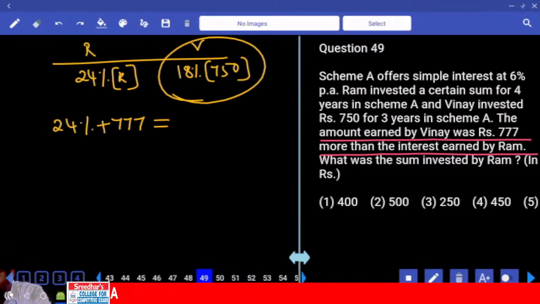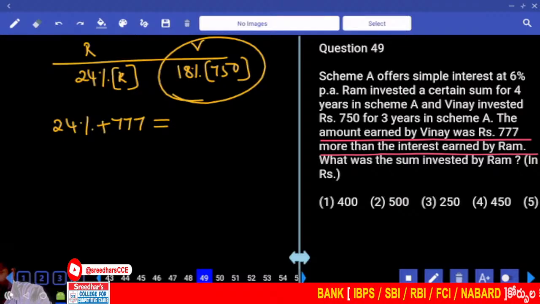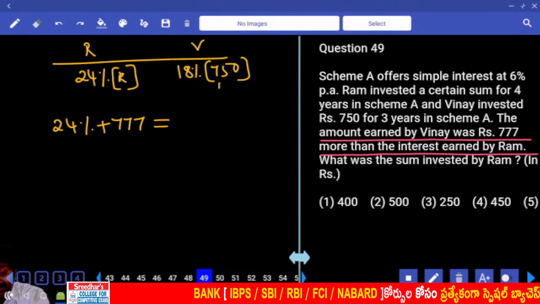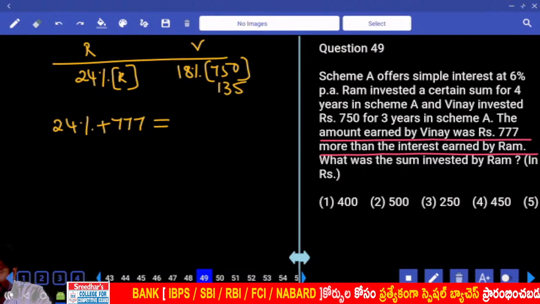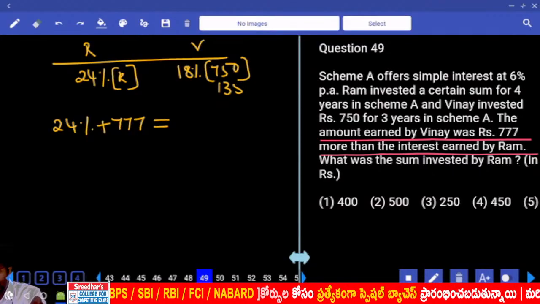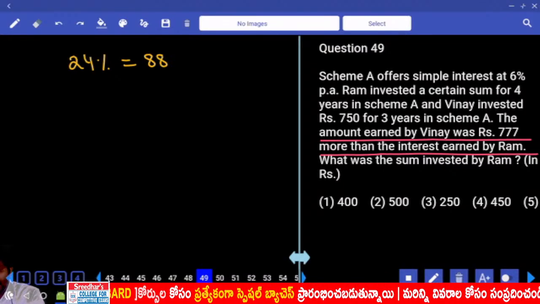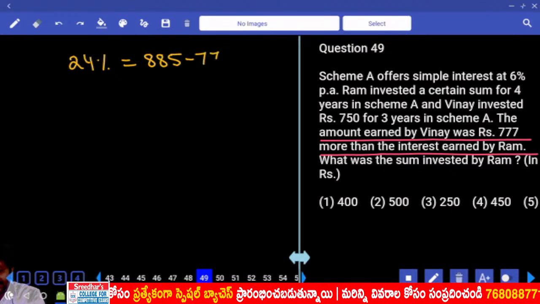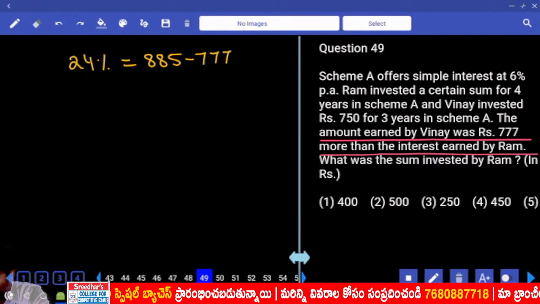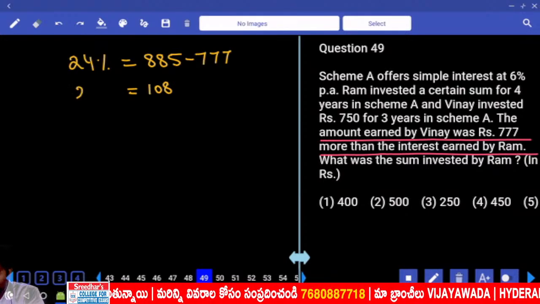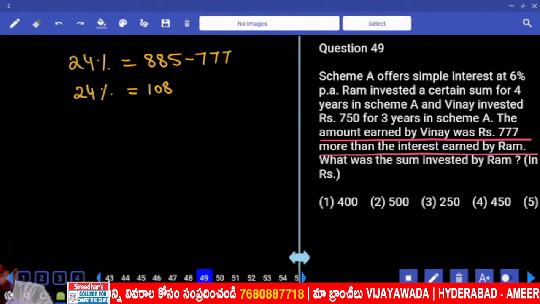Let's calculate. 20% minus 2% upon 750. What is 10%? 20% is 150. 2% is 15 only. 150 minus 15, add 135 to the principal. You will get 885. Are you okay? So 24% value is equal to 885 minus 777. You got it? This is equal to 108. 24% value is equal to 108.